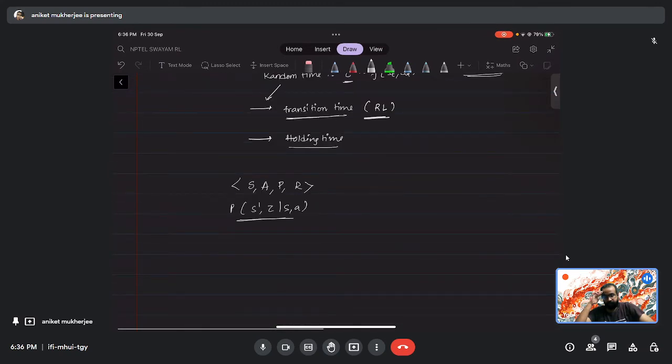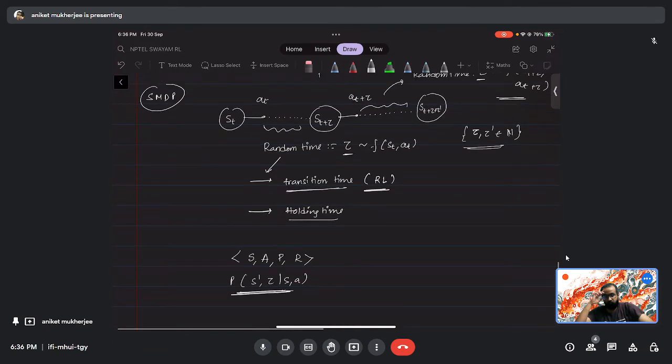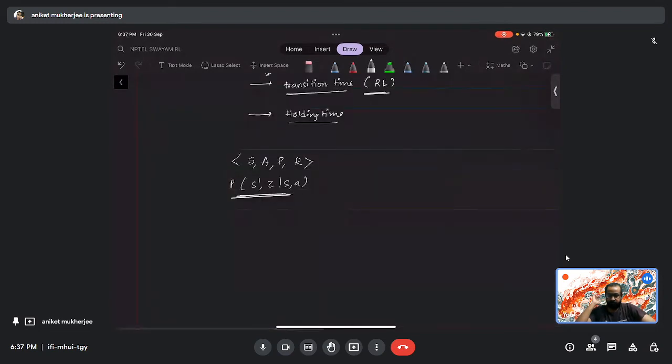Now given S comma A, you also have a distribution of how much time you should wait, or how much time it takes to transition to the next state. So this is your new transition probability matrix, and then your expectation is given by the reward for S, A, the new state, and how much time I waited for that state. This comes into play because how much time you have waited also depends on what reward you are getting, which will be more clear when I discuss options.